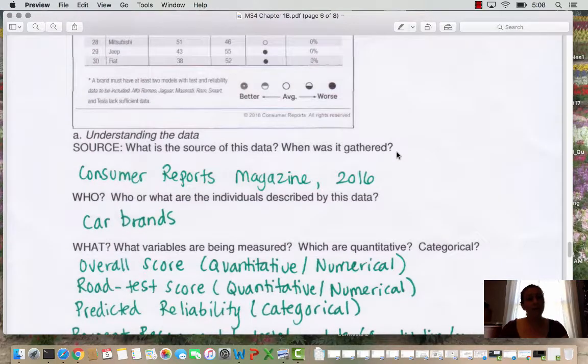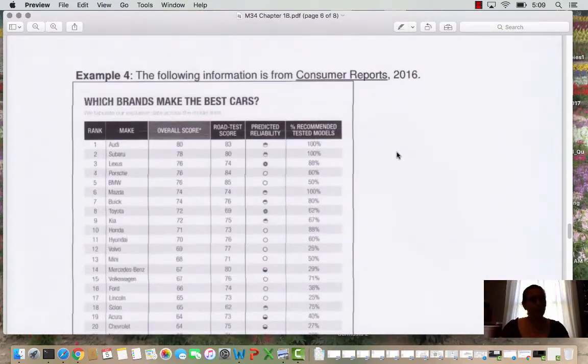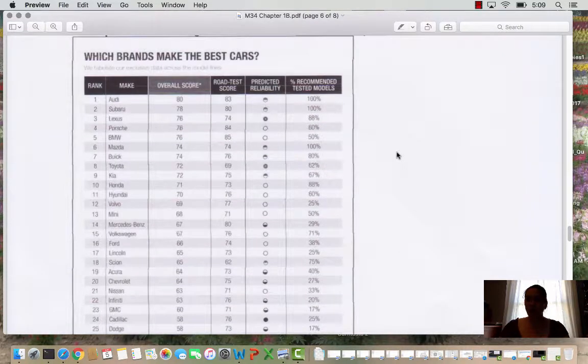Our very first step is to understand what's the source of the data and when was it gathered. So this is Consumer Reports magazine. It's from 2016, so it's recent. And then who or what are the individuals described by this data? These are car brands. Maybe car make is a better way to say what we're describing. They're not talking about specific models, but the overall brand or make of the car.